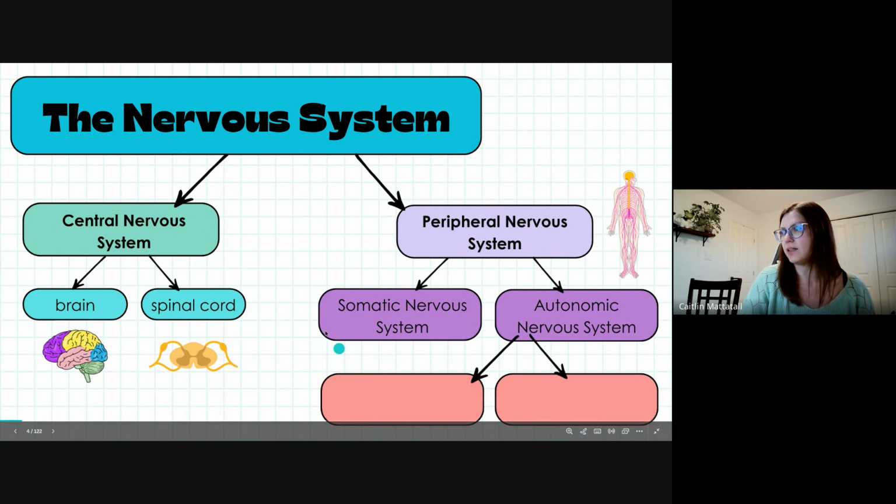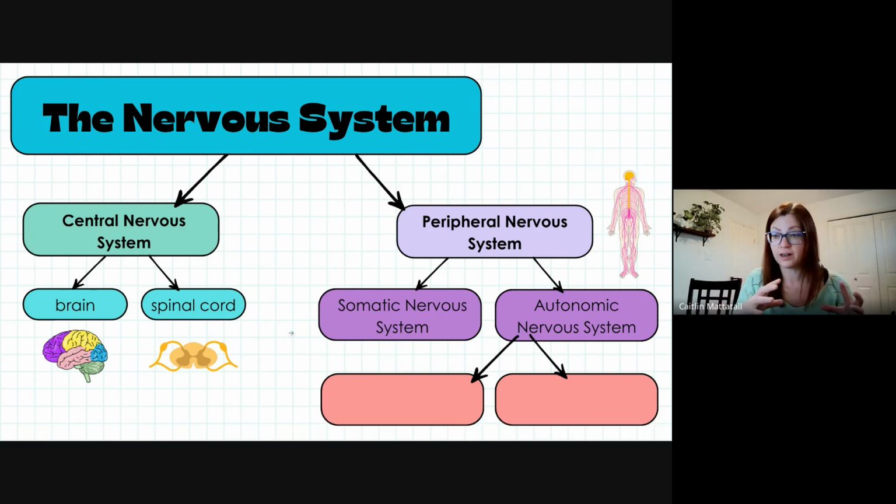Under the somatic nervous system, I would include the word voluntary. And the reason I want you to have voluntary under the somatic system is because this is the part of our peripheral nervous system that we have some control over. So me currently choosing to speak the words that are coming out of my mouth is because of the somatic nervous system. I can force my mouth to move in the certain ways that it needs to create the words that I want to say so that I can actually talk to you.